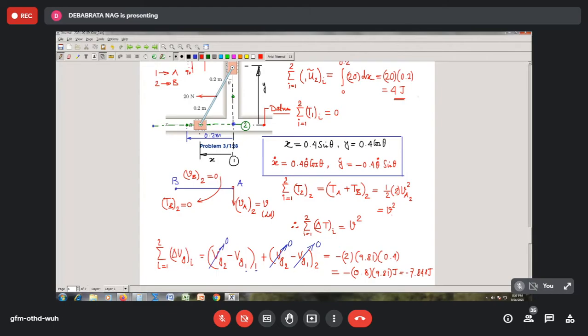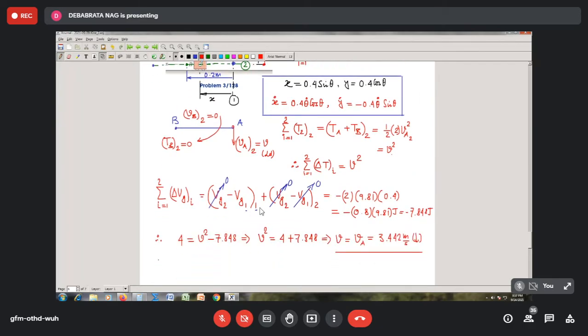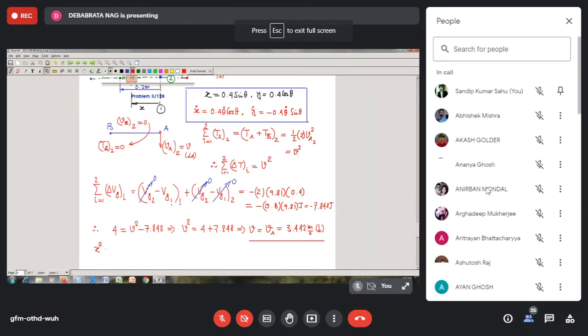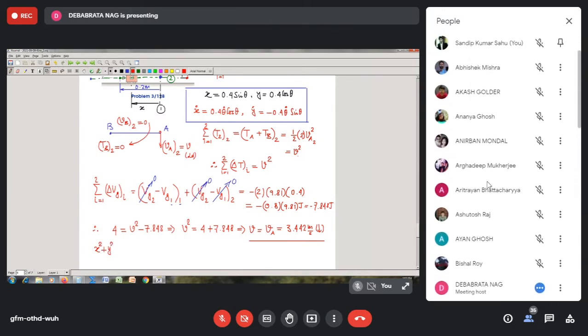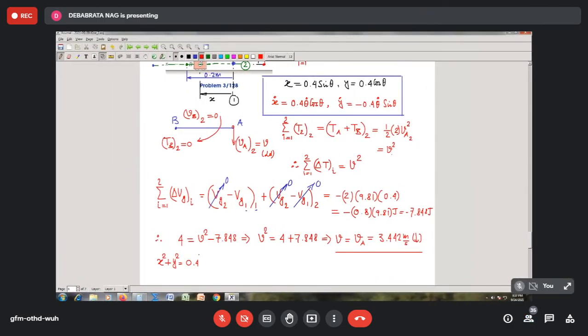Sorry, just adjusting my scale pen. So you see here, eliminating theta from the above, I can write x square plus y square is equal to 0.4 square. So this is a constraint relationship. That means whatever your x and y be, they should satisfy this relationship. So what does that indicate?